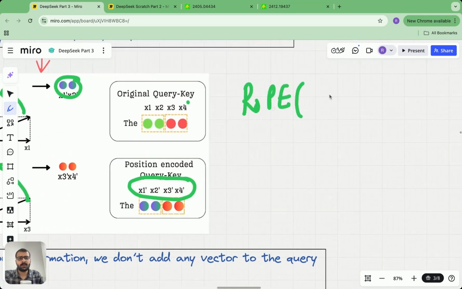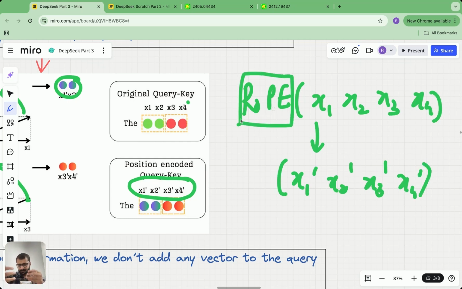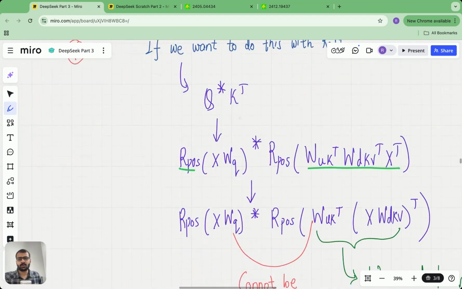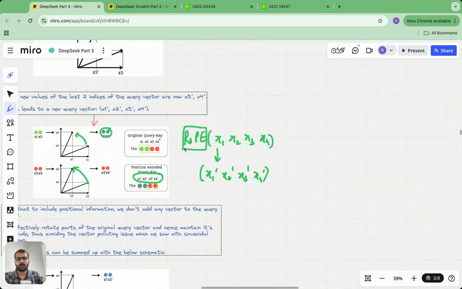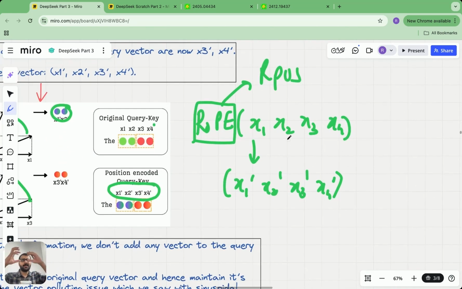So if you apply rope to x1 x2 x3 and x4, it becomes x1 dash x2 dash x3 dash x4 dash. Whenever I use this rope operation in my description later on, when I use RPOS, it is the same as the rope operation I showed above. We take the full vector, divide it into a bunch of twos, and then rotate each pair based on its index.